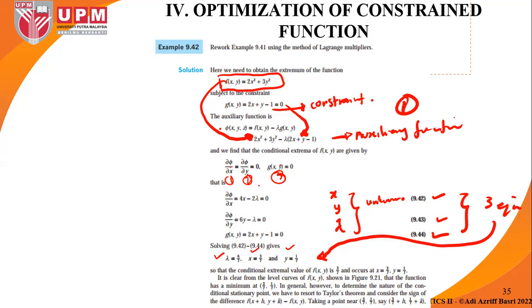If you have z here, most probably you will have 4 unknowns, and you will have 4 equations in order for you to solve for x, y, z.